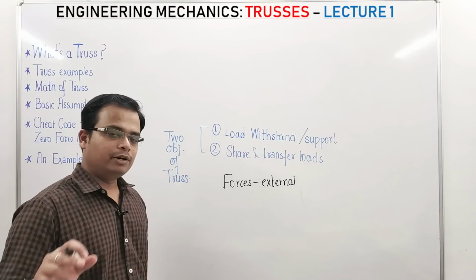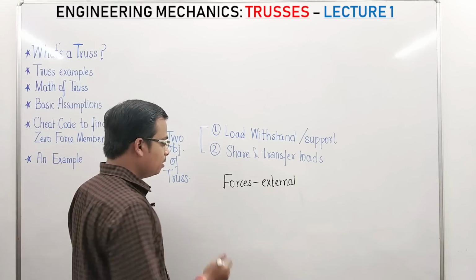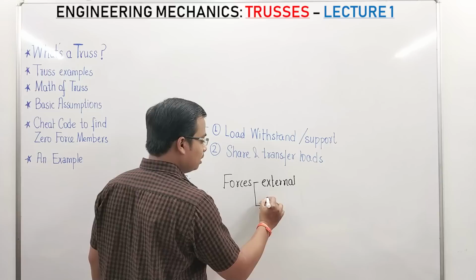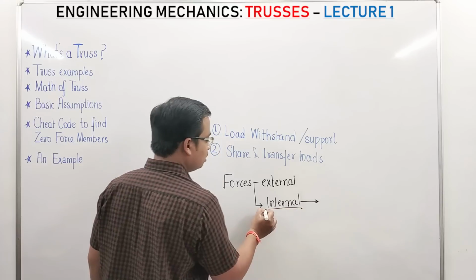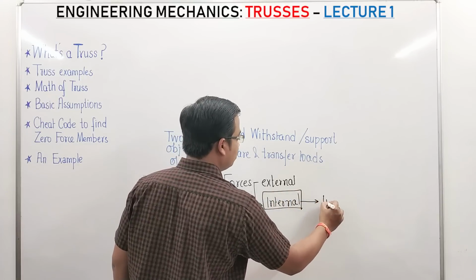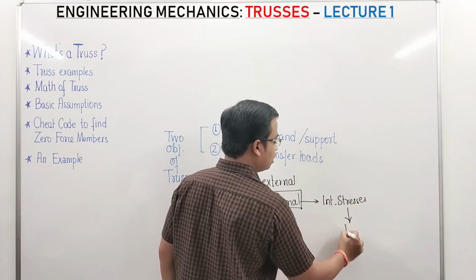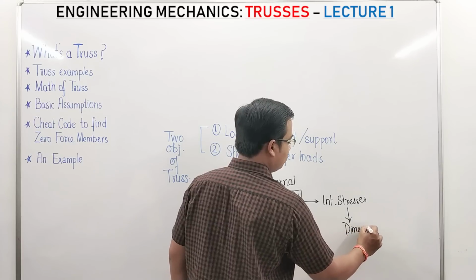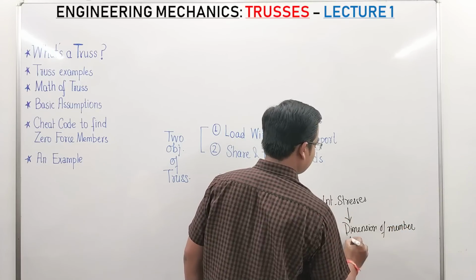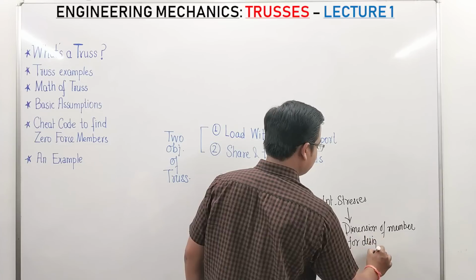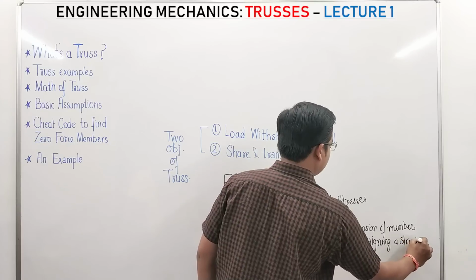But in this case, when you talk about trusses, when you talk about a system of members connected in a certain way, the forces are going to be internal. The reason being very simple: because of this internal force, we can actually work out the internal stresses, and from these internal stresses we can actually work out the dimensions of the members for designing a particular structure, or a truss, you can say.